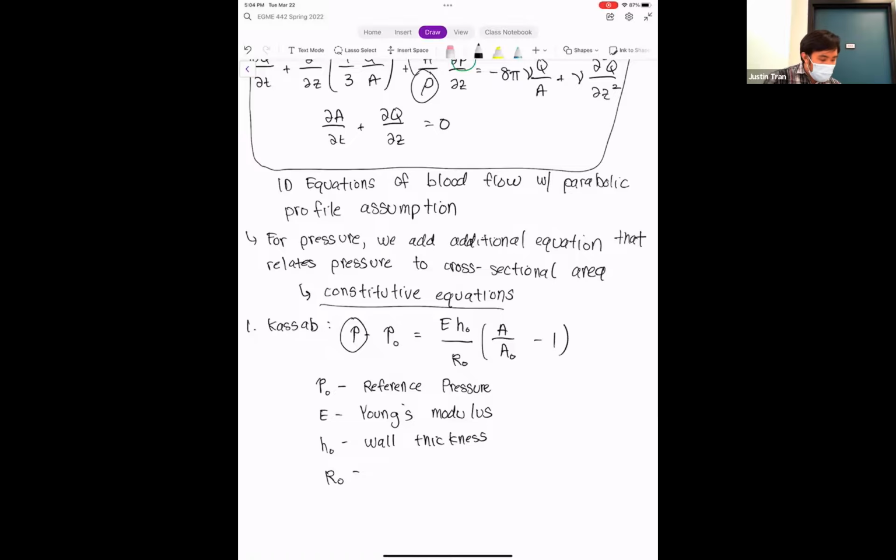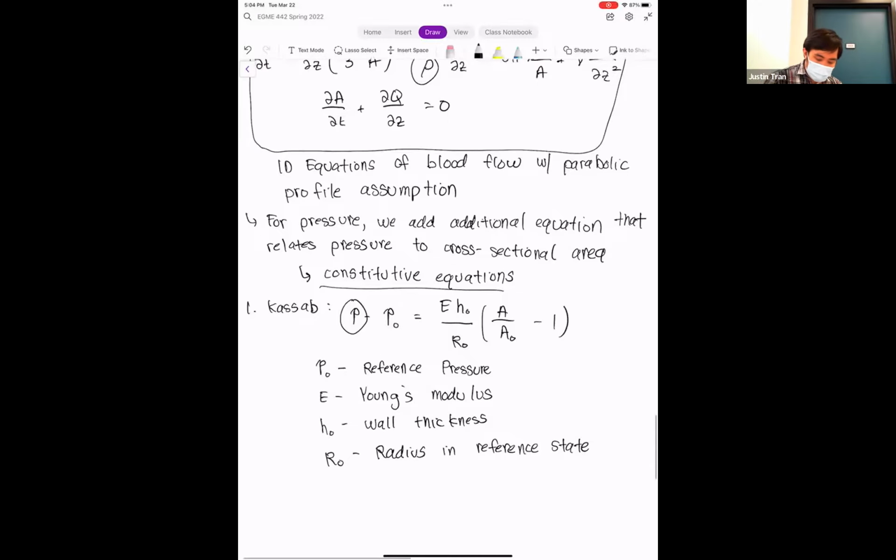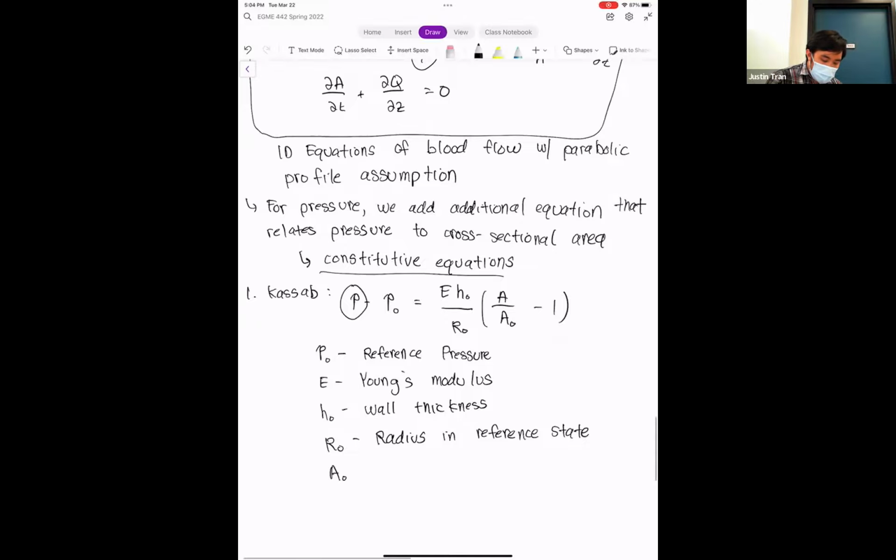We have R0. R0 here is the radius of the vessel in the reference state. And so once again, if you were to take the vessel and say that there's no flow and measure the radius, then that would be the reference radius. And of course, A0 here, just like P0 and R0 up there, is the cross-sectional area in the reference state.